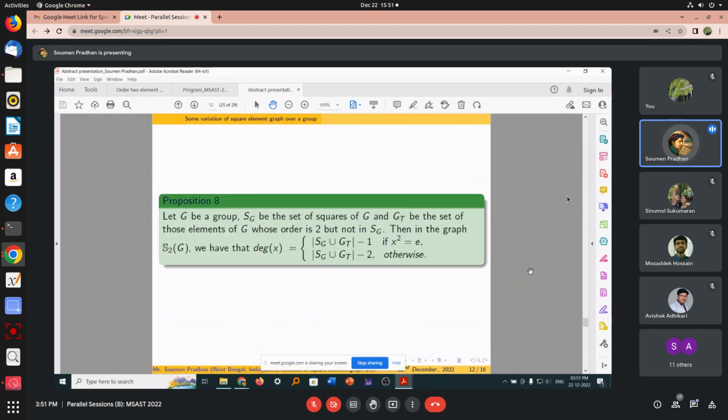And here is an important proposition: let G be a group, Sg be the set of squares of G, and Gt be the set of those elements of G whose order is 2 but not in Sg. Then in the graph S to G we have the degree of any vertex x equals the cardinality of Sg union Gt minus 1 when x square equals identity, and the cardinality of Sg union Gt minus 2 otherwise.